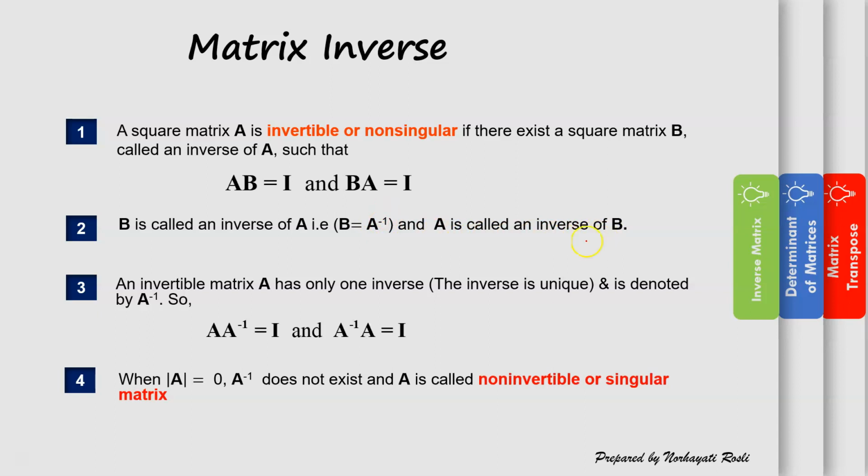An invertible matrix A has only one inverse, meaning the inverse is unique, and it is denoted by A^-1. So A times A inverse equals the identity matrix, and also A inverse multiplied with A equals the identity matrix. When the determinant of A equals 0, A inverse does not exist, and in this case, A is called a non-invertible or singular matrix.